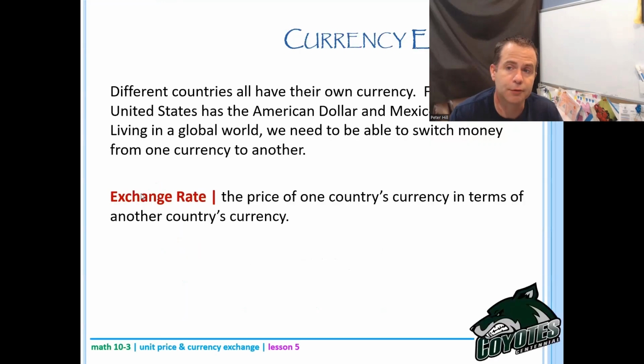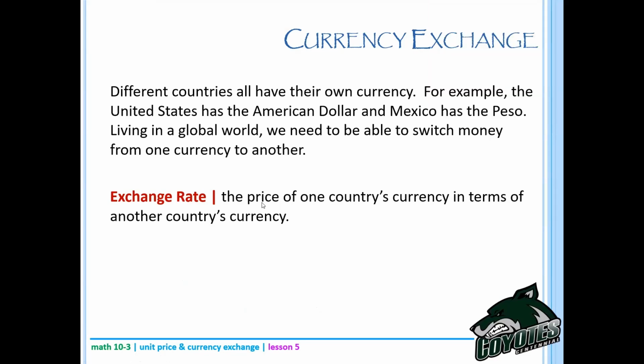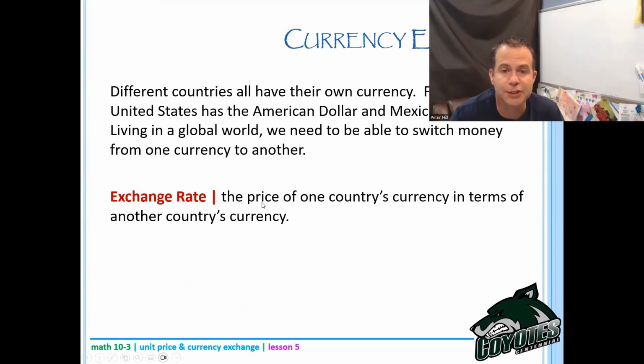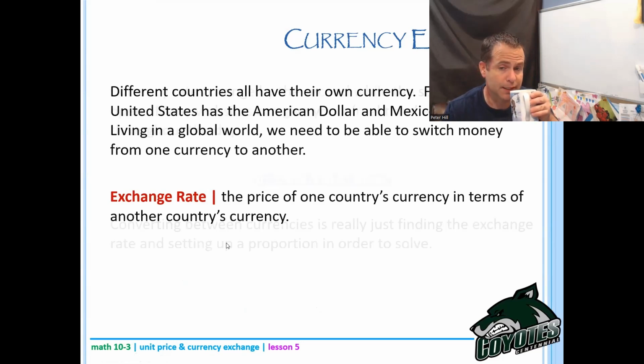Different countries all have their own currency. For example, the United States has the American dollar. Mexico has the peso. Living in a global world, we need to be able to switch money from one currency to another. I'm just going to hide my face so you can get a screenshot of that if you need to. Okay, so exchange rate is the price of one country's currency in terms of another country's currency. And just like I said, it's just like setting up a proportion. It's going to be easy peasy.